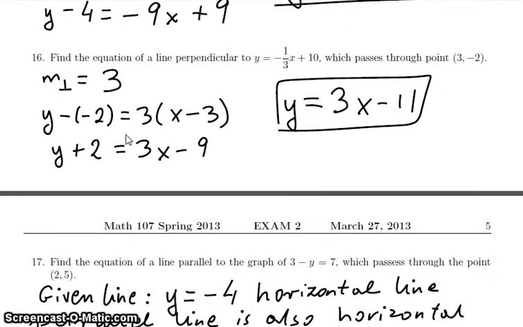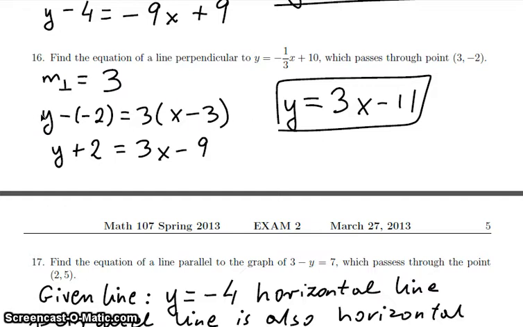Problem 16. Find the equation of a line perpendicular to y equals negative 1/3 x plus 10, which passes through point 3, negative 2. So the slope of our original line is negative 1/3, which means that the slope of the perpendicular line is going to be 3, negative reciprocal. And then once you have the slope, and you have the point through which the line passes, you write the equation of the line in the slope-intercept form.